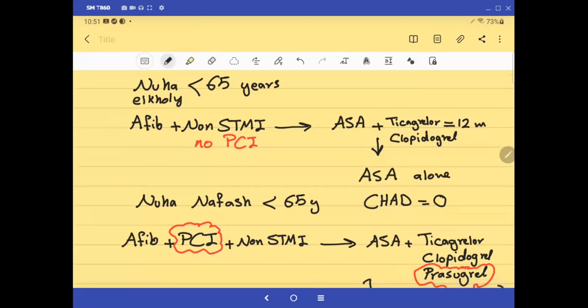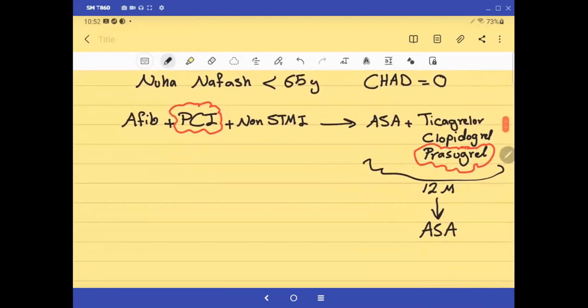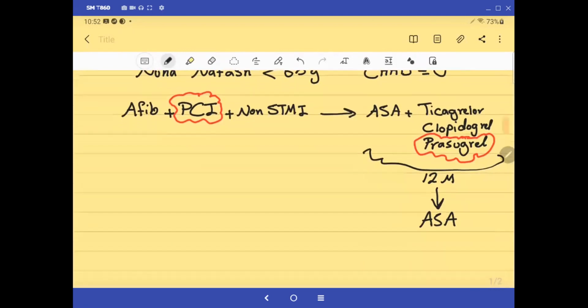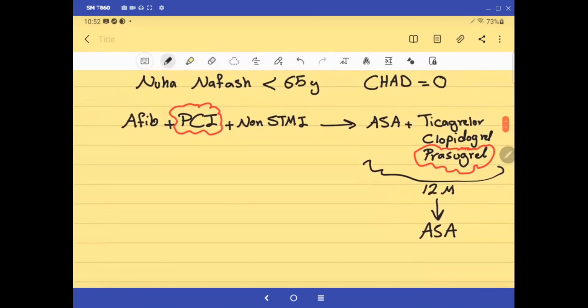The other case is Noha. The other Noha, she is the same. Her age is less than 65 and she has Afib and she has a STEMI or non-STEMI, but she has PCI. And we said that the only difference with the PCI in this case is that it's preferred to take prasugrel. So she still can take aspirin plus ticagrelor or clopidogrel or prasugrel, but the prasugrel is the preferred one in this case, and she will stay on that for 12 months. After 12 months, she will stop them and stay on aspirin.